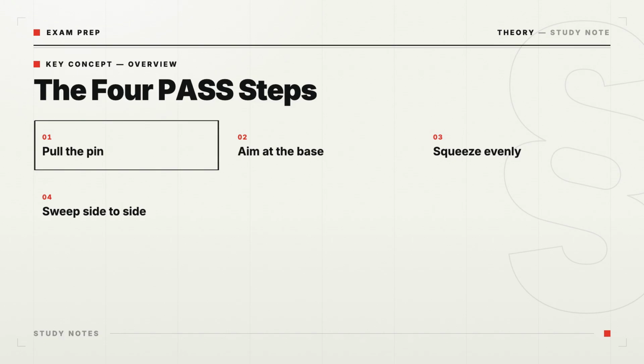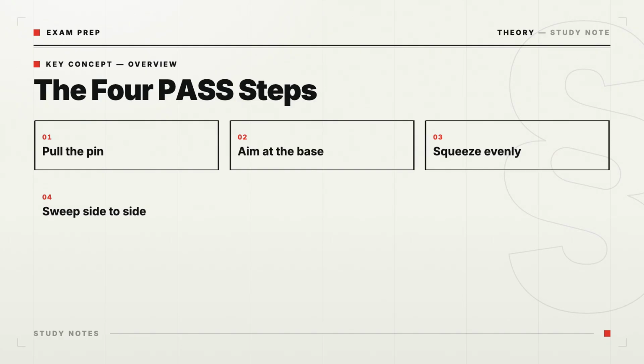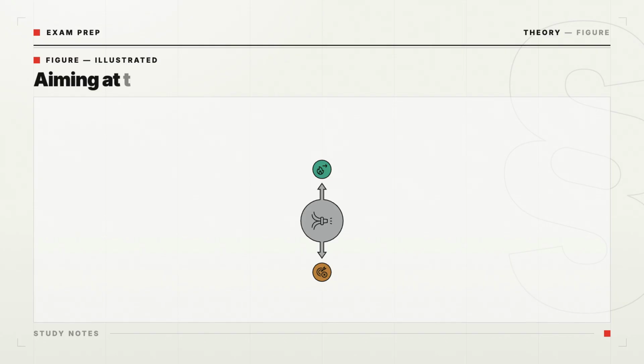Pull removes the safety pin that locks the handle, since squeezing does nothing while it's still in place. Aim targets the base of the fire, not the flames, because that's where the fuel is actually burning. Squeeze releases the agent slowly and evenly to avoid wasting the limited charge. Sweep moves the nozzle across the full width of the fire until it's out.